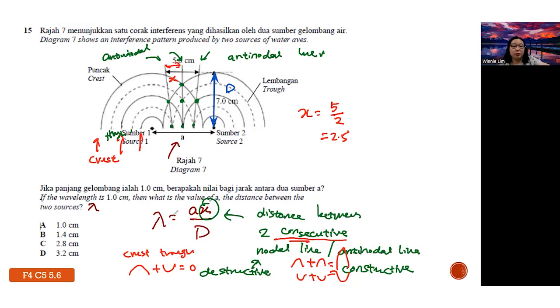So from the formula, we have lambda equals to ax over d, right? We rearrange a equals to lambda d over x, and you will have lambda as 1, d as 7, x is 2.5. And you press the calculator, you will get 2.8 cm. So if you are not aware of this idea, what is x, the idea of two consecutive antinodal lines, then you may straight away sub and get the wrong answer. So be careful when you apply this formula. Sometimes they can be direct, sometimes you need to look in detail a bit.